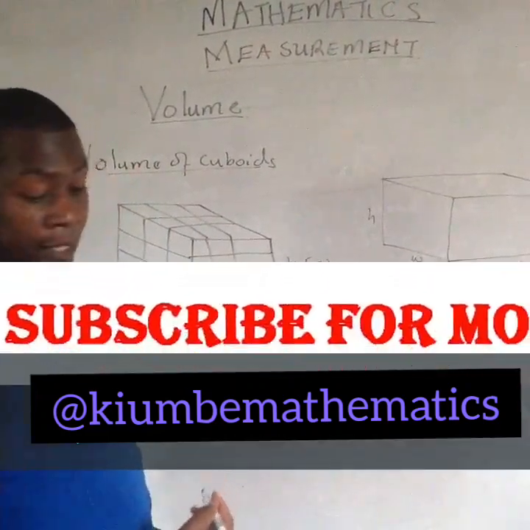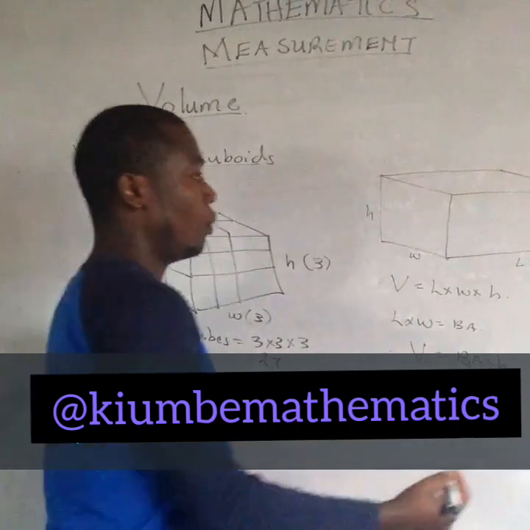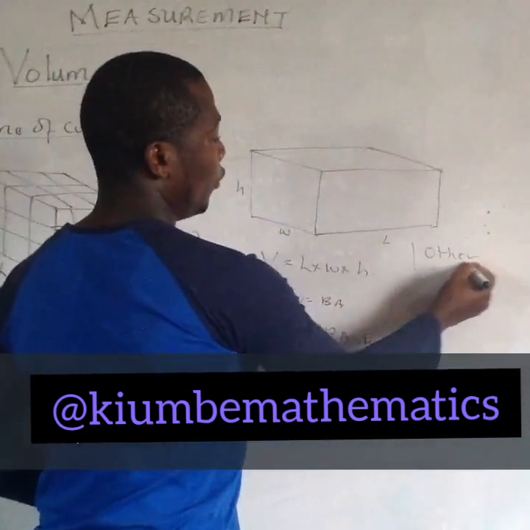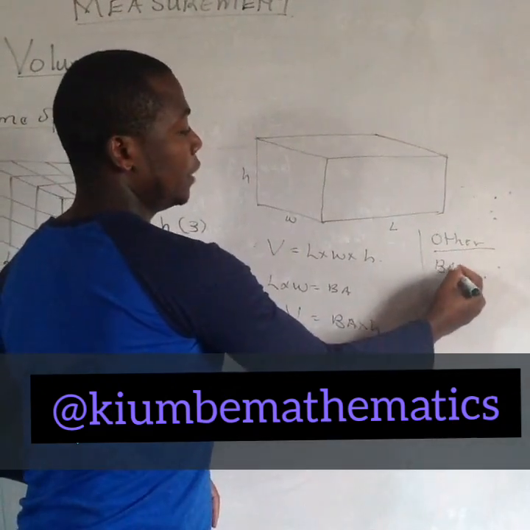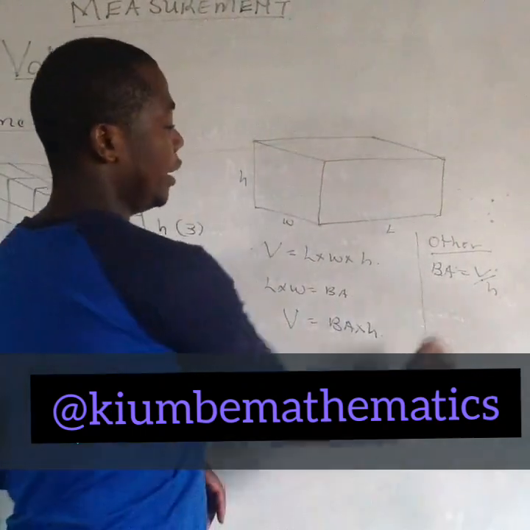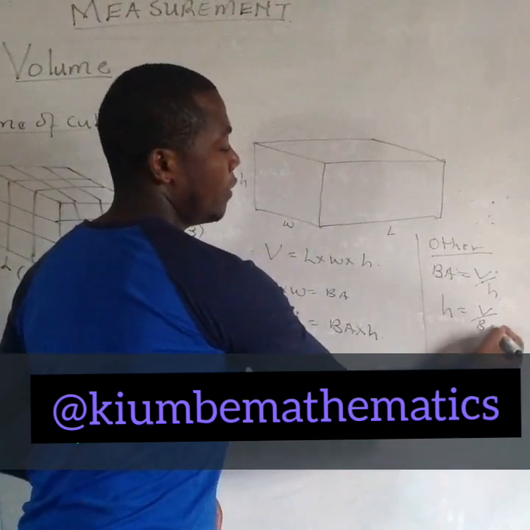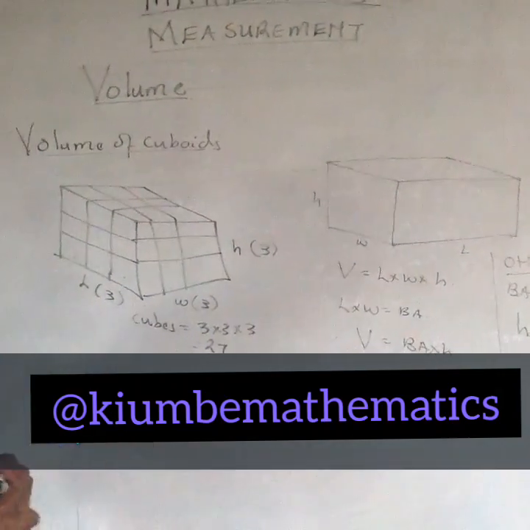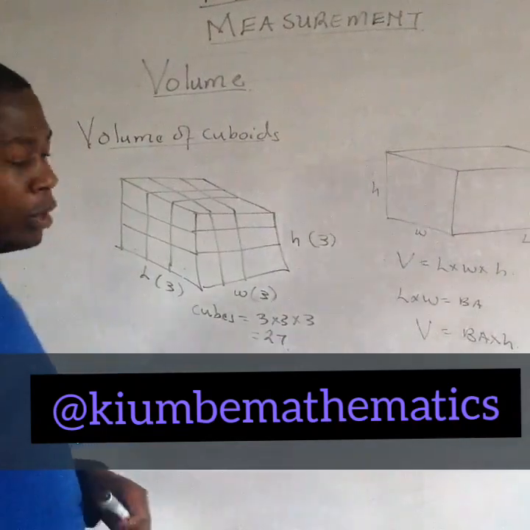We know that from this, one can get other formulas. That is, you can have other derived formulas on this. That is, if you are looking for base area, you can take volume divided by height, or if you are looking for height, you can take the volume divided by the base area.